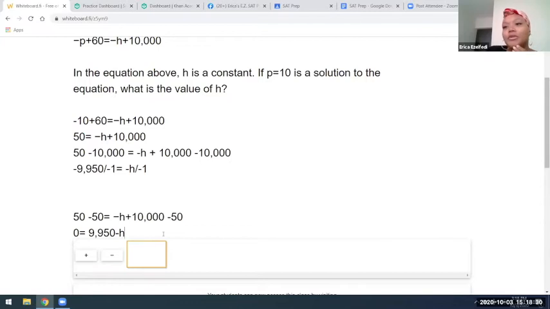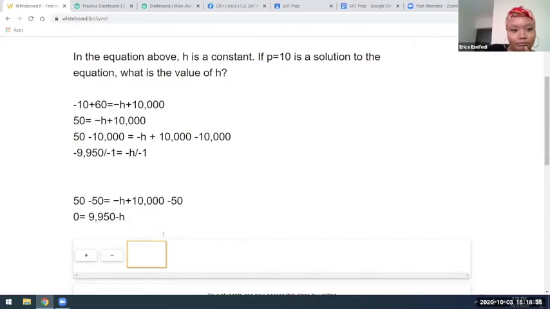Okay, so where would you go from this step? I actually do not know. So with algebra, you always want, hold on one second, I have to sneeze. Excuse me, I'm back. Okay, with algebra, we're trying to figure out, let's refer back to our question. It says in the equation above, h is a constant. If p is a solution to the equation, what is the value of h?